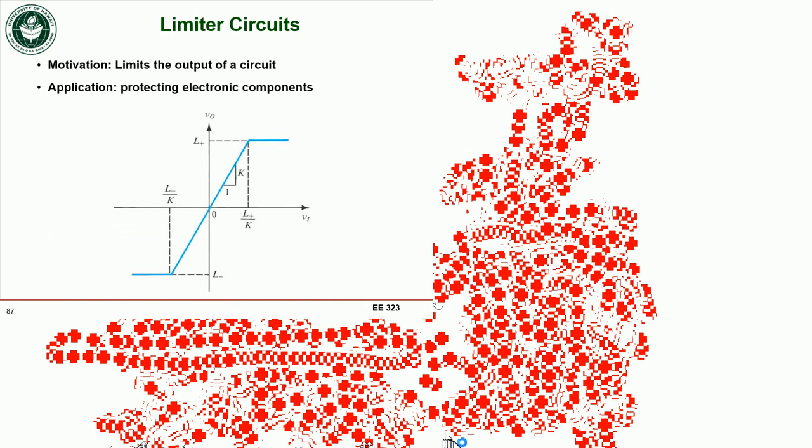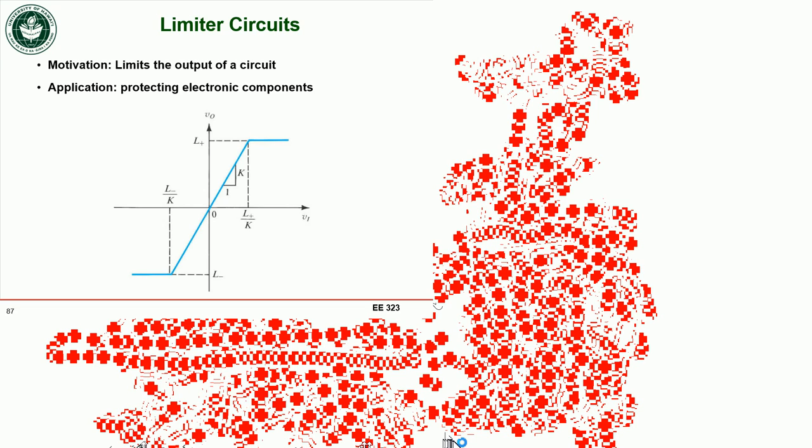So the first one is a limiter circuit, and what this circuit does is you can use it to protect other electronic components from spikes in voltages. So if you put a limiter at the output of a circuit, it will force the output of the circuit to be within a certain voltage range.